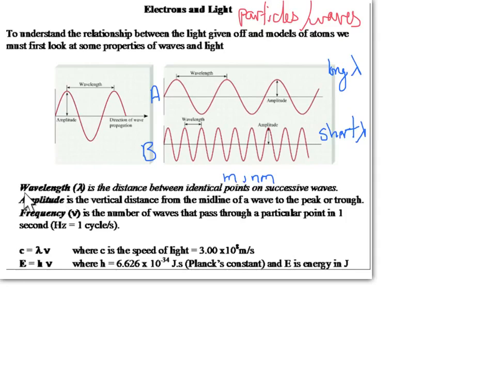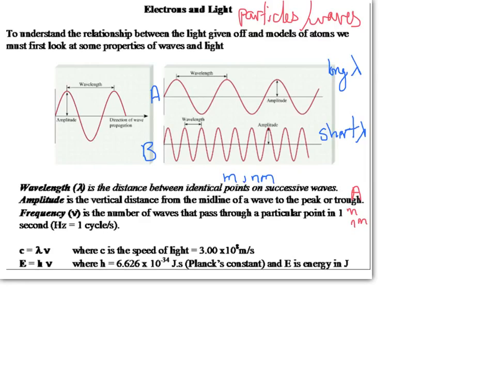Next property is amplitude. The symbol for that is capital A. We're not really going to talk much about amplitude in chemistry, but amplitude is the vertical distance from the midline of a wave to the peak or the trough. So the amplitude would be from right here in the middle all the way to the top, or from the middle all the way down to the bottom. This again is a distance, and so again the units would be either meters or nanometers or any other distance units.